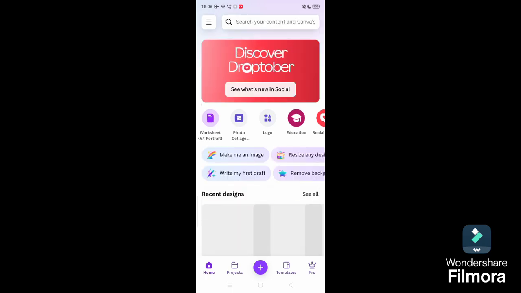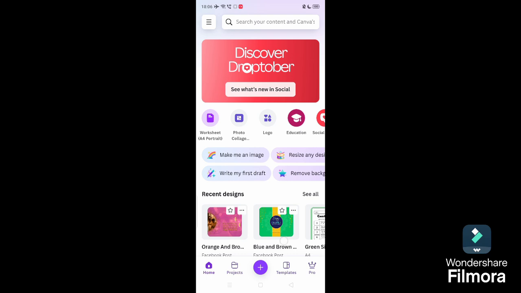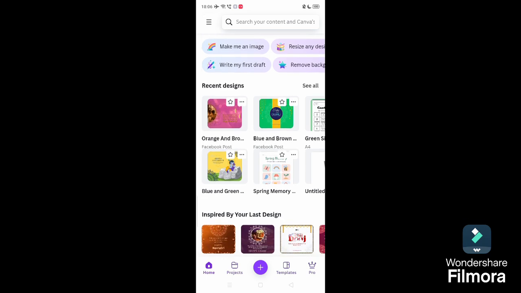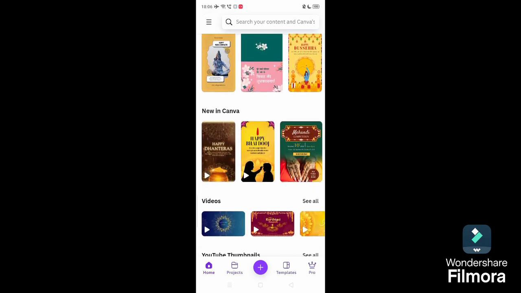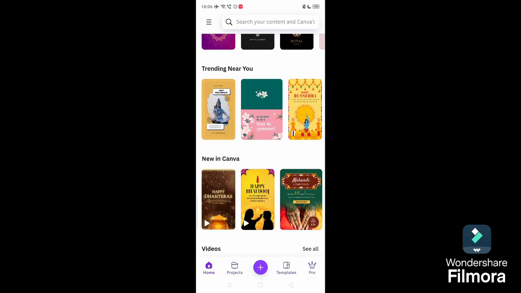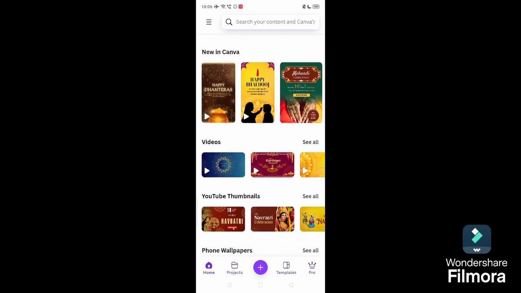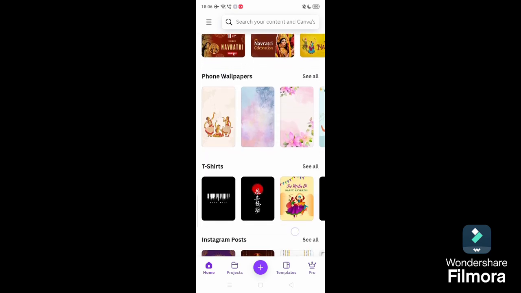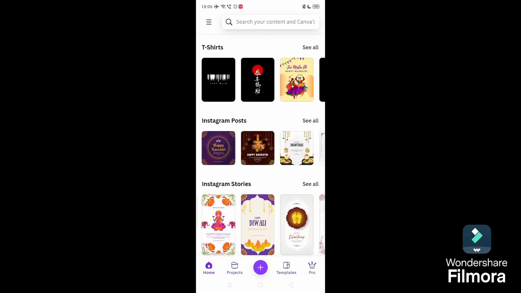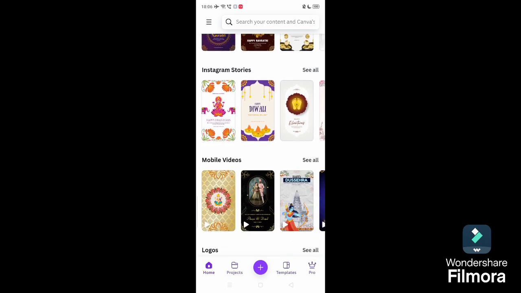Today we're going to discuss the Canva app, which is very important, and new things have arrived here. So we will discuss the rest of the things that have been here. Trending to you is Dussehra, and Diwali that has gone. New in Canva are Dhanteras, Bhai Dooj, and the Mehndi competition. If you have to make it out, that is all we have to discuss here. So we'll discuss one by one.